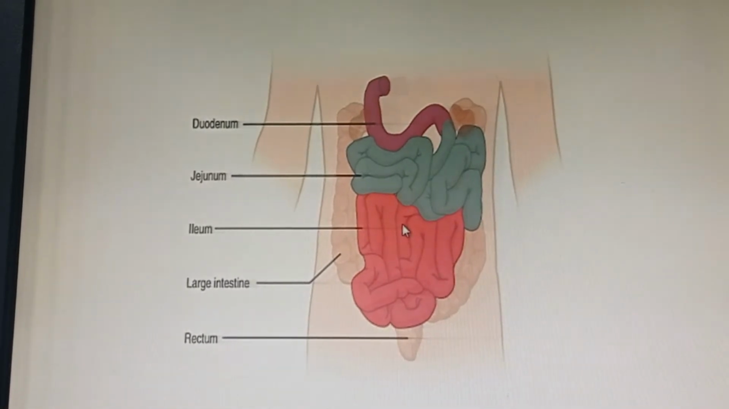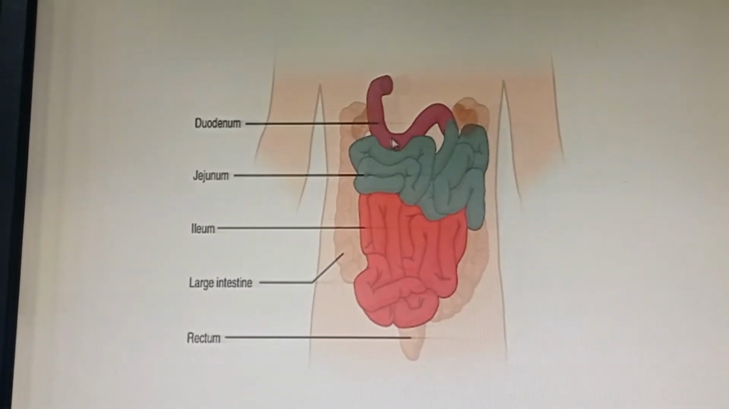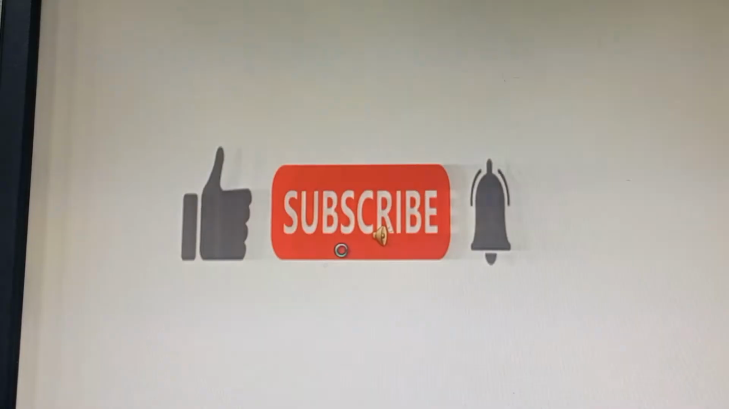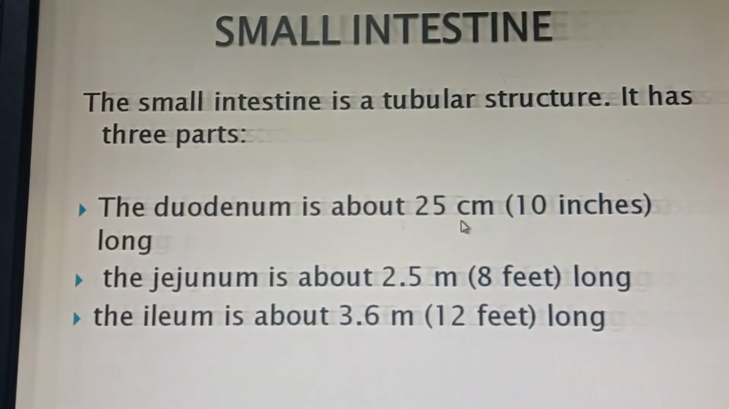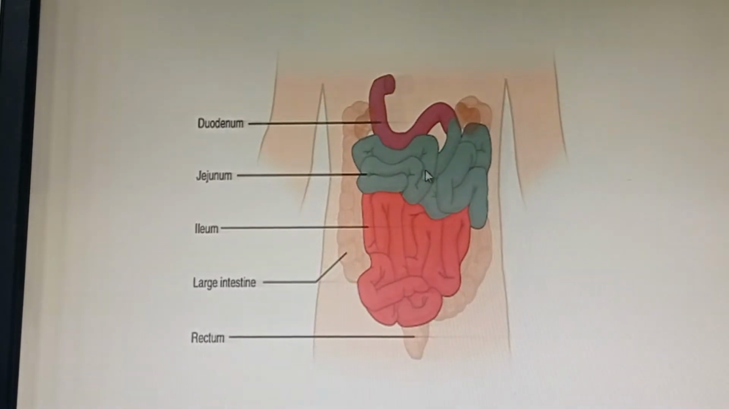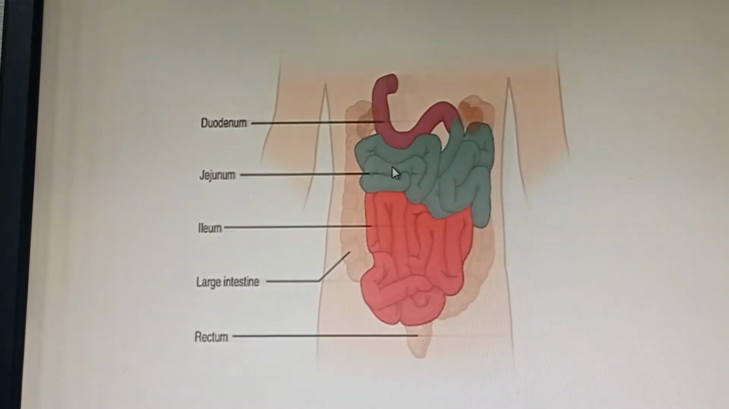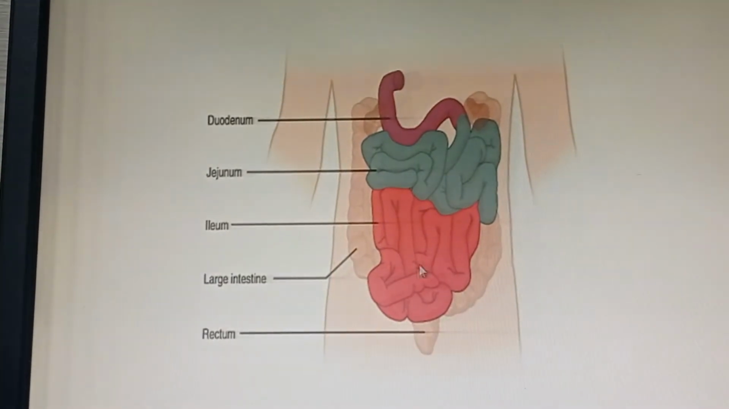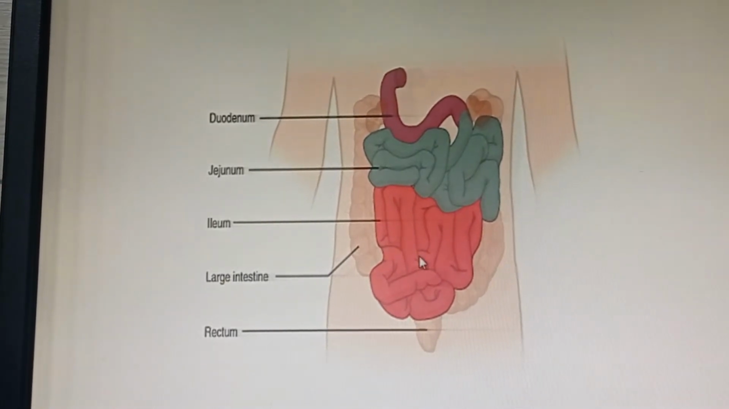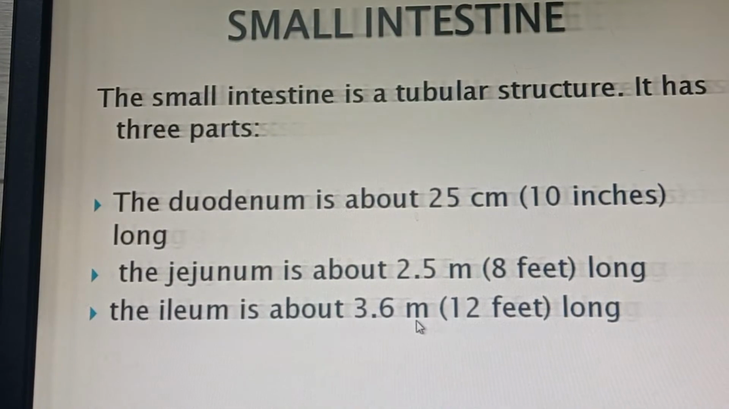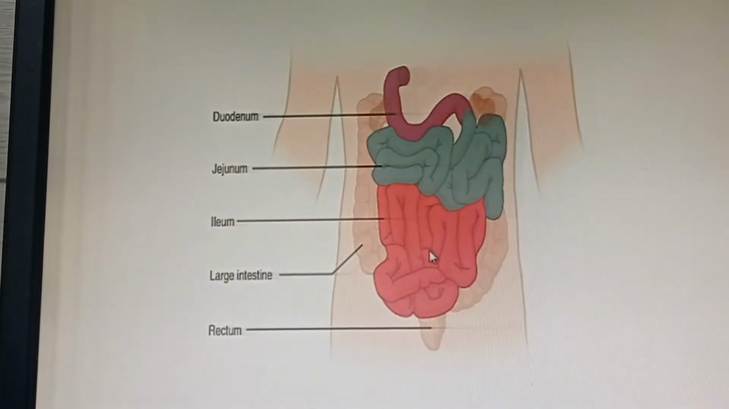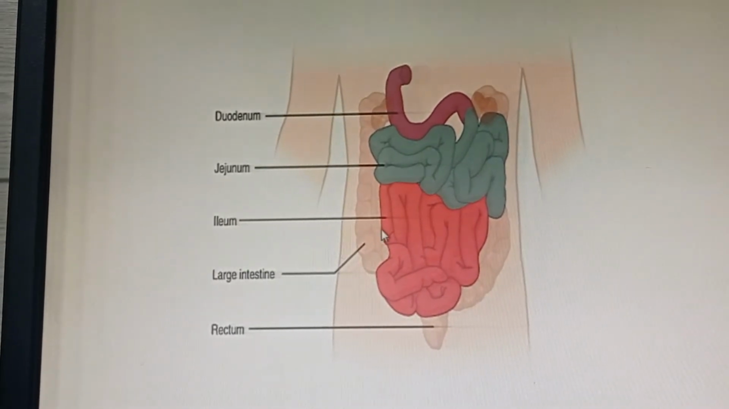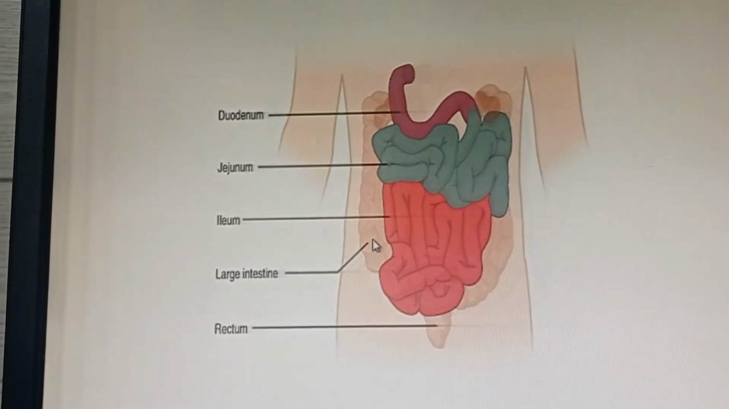These highlighted structures are three parts of a small intestine. This one is duodenum, which is 25 centimeter in length. This green is jejunum, mid part, which is 2.5 meter long, and this last part, ileum, the longest part of a small intestine, is 3.6 meter long. So these are the three parts of a small intestine. First is duodenum, mid one is jejunum, and the last one is ileum. And then ileum connects with the large intestine.